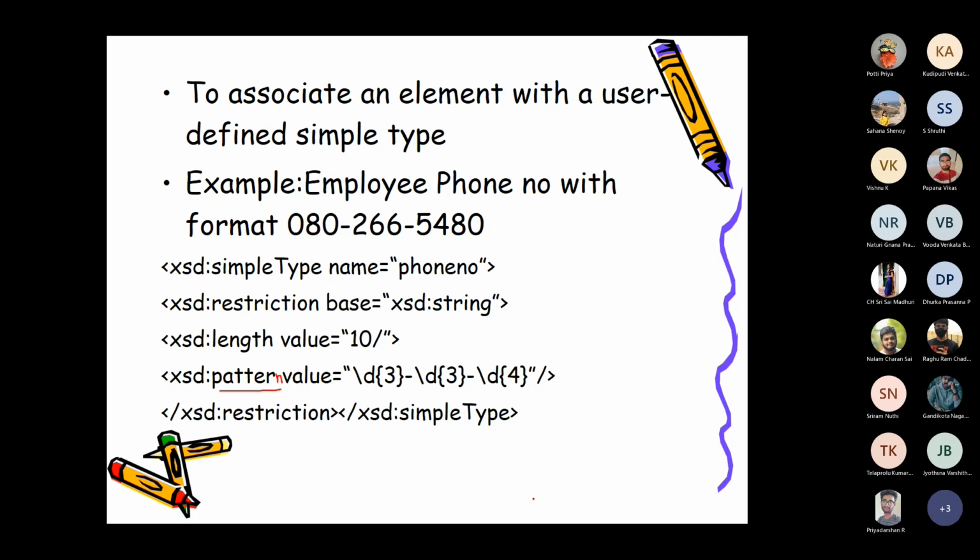So when I'm trying to create the pattern, D3 is fine. 3 digits, fine. Hyphen, it will not be able to accept. Why? Because your base is number, not string. Hyphen doesn't belong to the number category. You will not have a value with a hyphen. So then there will be a problem. So that's why we have used base as string.